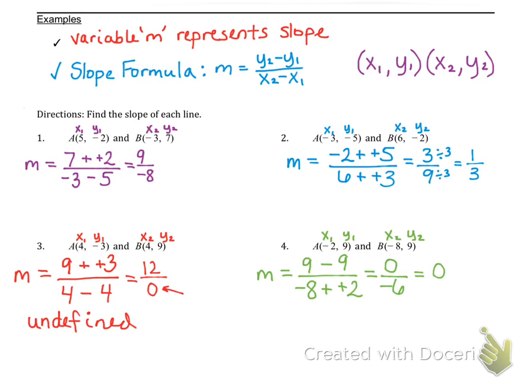So to recap that, when 0 is on the bottom, 12 divided by 0 we can't do, which is why it's undefined. And for number 4, 0 divided by negative 6 is 0. So when the 0 is on the bottom, it's undefined. When the 0 is on the top of the fraction, it's 0.